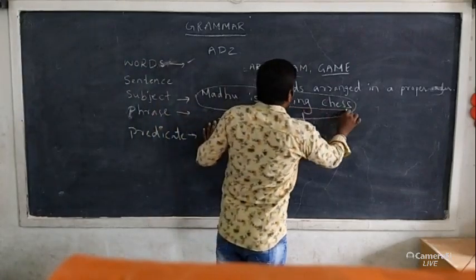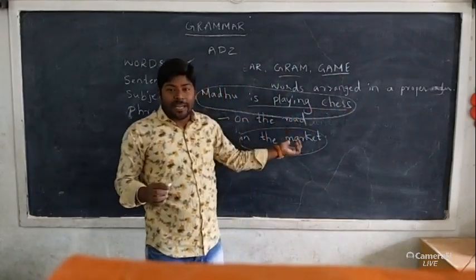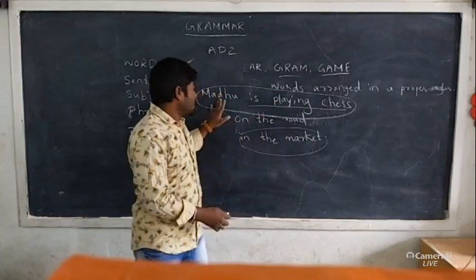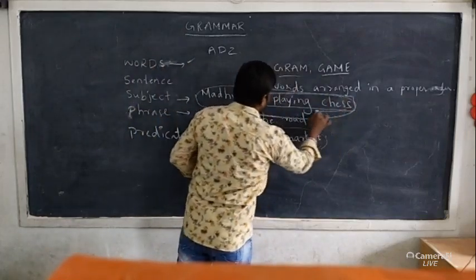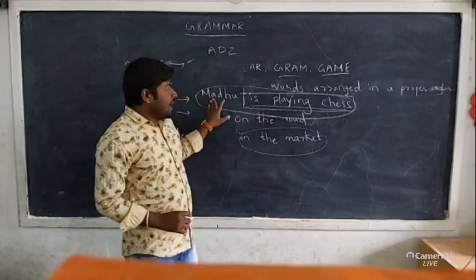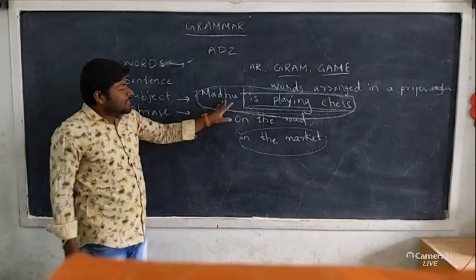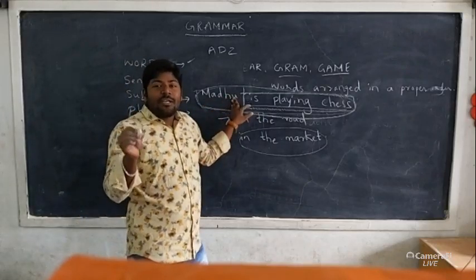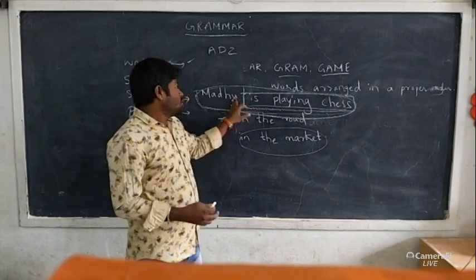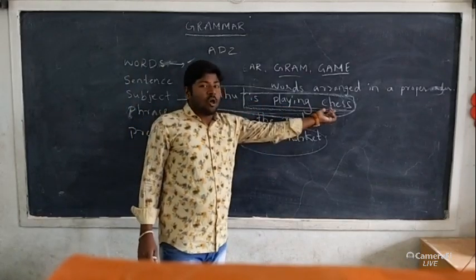And the remaining sentence, except the subject, is called the predicate. Predicate is nothing but a sentence which talks about the subject. So this is called the predicate. To understand the things in the sentence, we should learn about the tense. We have different types of tenses. Next we learn: Madhu is the subject, is is a helping verb, playing is a verb, chess is the object.